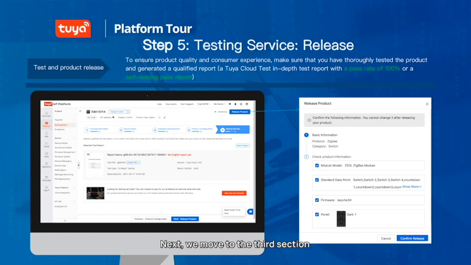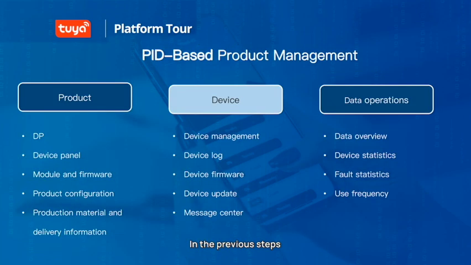Next, we move to the third section, PID information and PID management. In the previous steps, we created a PID and went through a 5-step development process. Each PID has its associated data point, device panel style, and the module and firmware information. Production information and the shipping orders are also managed by PID.